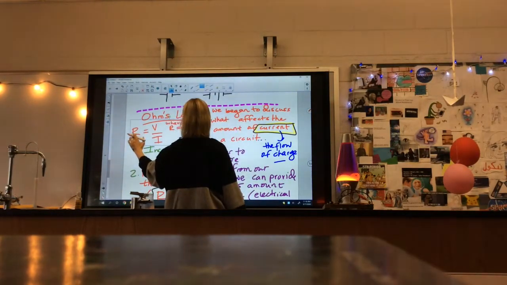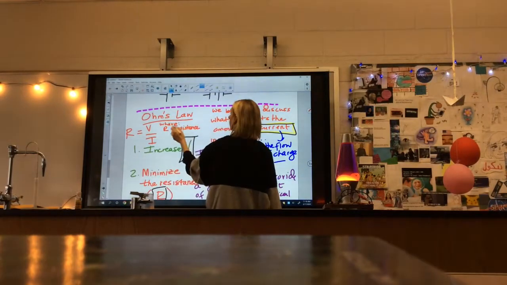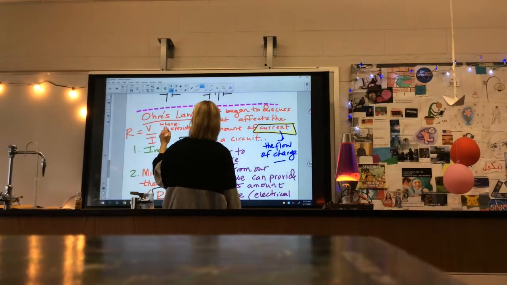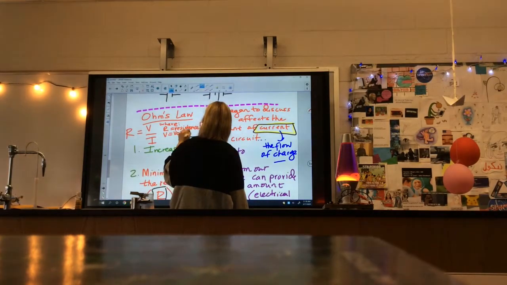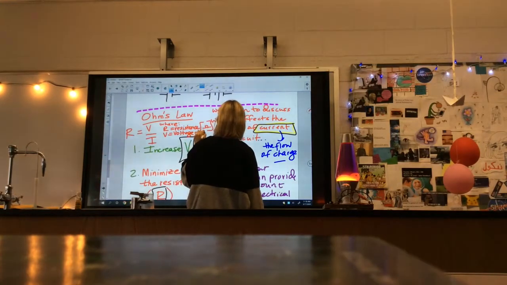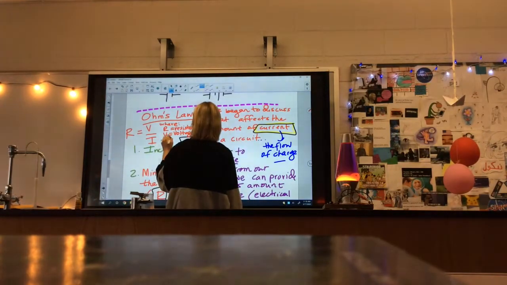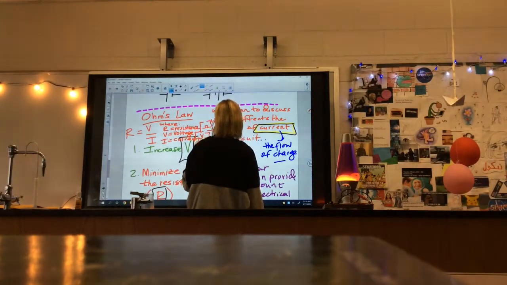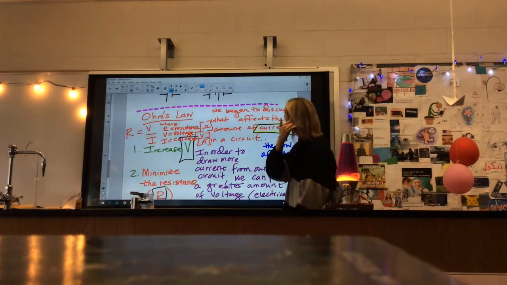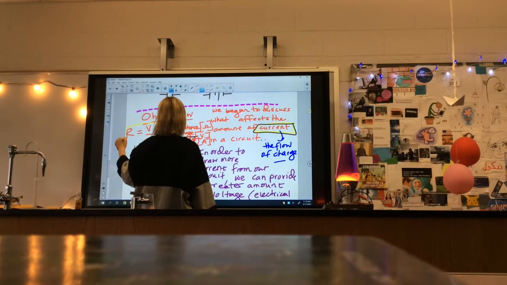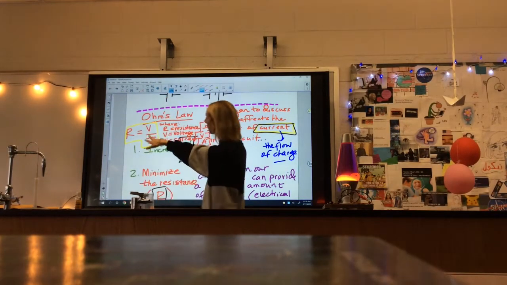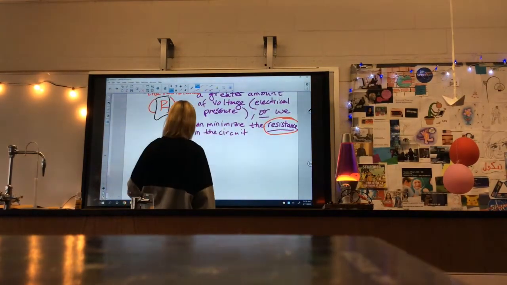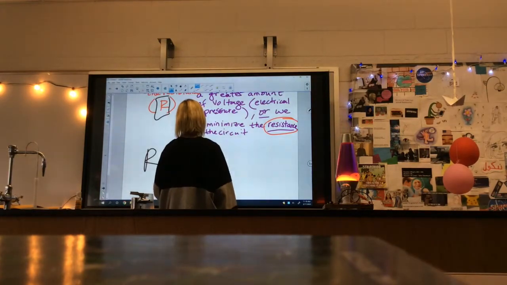Let me make more space. The resistance is measured in ohms, where V is our voltage, which we already know is measured in volts, and I is the current, which we know is measured in amperes. So this formula is going to be crucial to us. Well, let's look a little bit closer at this formula. So let's bring it down here. So R equals V over I, in other words, Ohm's law.